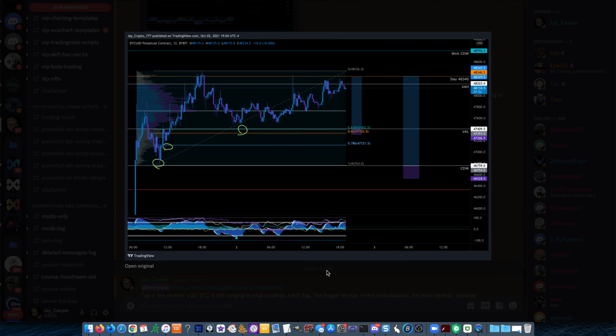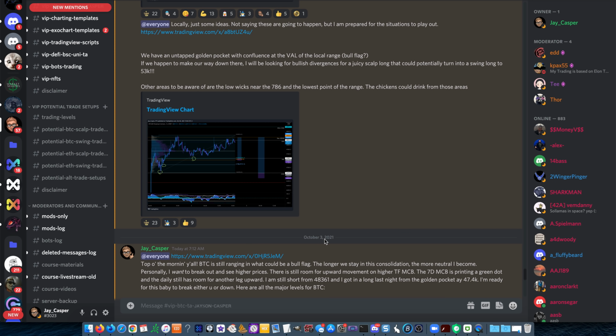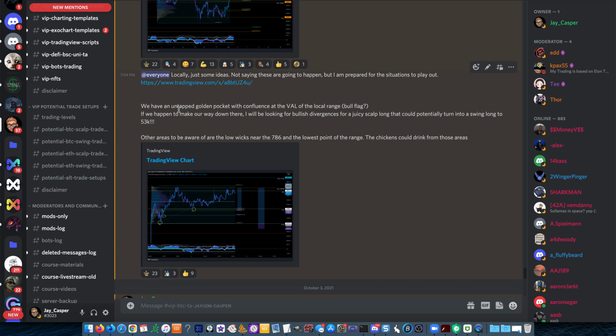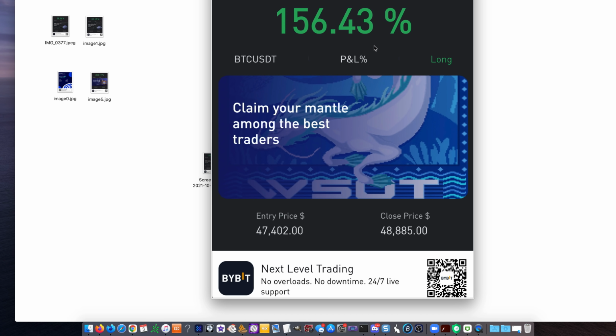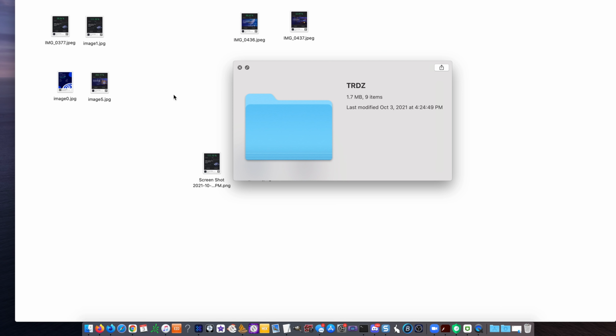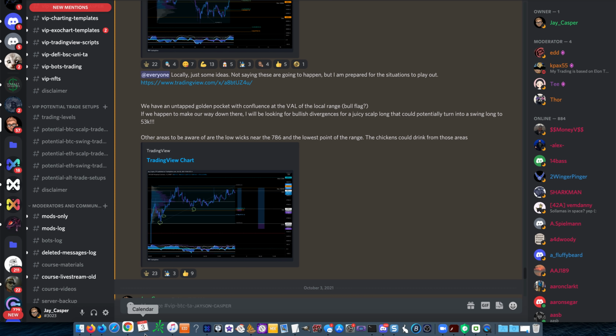And so I was looking for that to happen with bullish divergences, right? We have an untapped golden pocket with confluence at the value area low. If we happen to make our way down there, I'll be looking for bullish divergences for a juicy scalp long that could potentially turn into a swing long. Okay, now I'm currently still in that long. It started as a scalp, and it's a very nice long trade right now. I've taken profits out already, still have a portion of the position open.